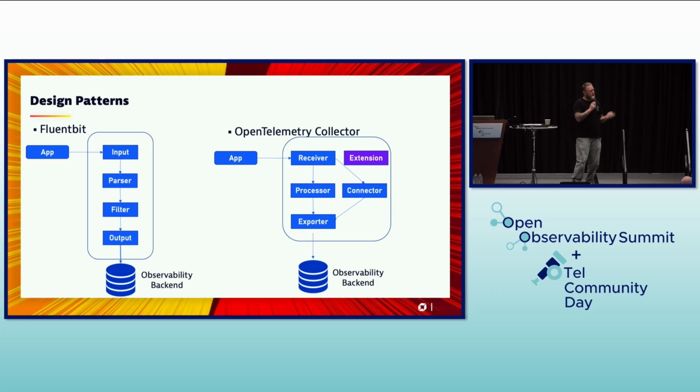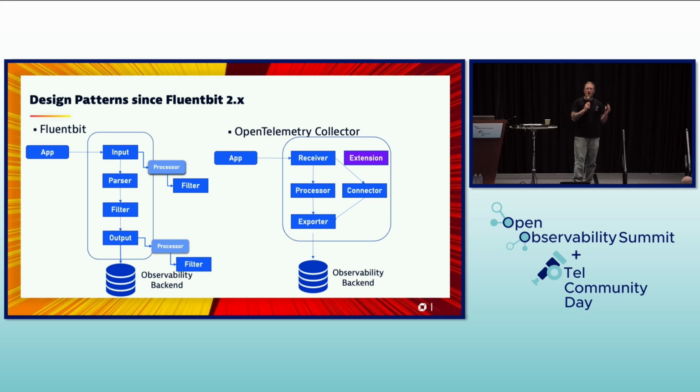Since Fluent Bit version 2, they introduced this notion of processors, and the processor is an amazing concept. The idea is that you can connect to the same thread as the input to start processing the data, which means I receive something, boom, I'm changing it. And then it goes to the other part of the pipeline. You can do all the same things as before, just emitting your logs to the backend.